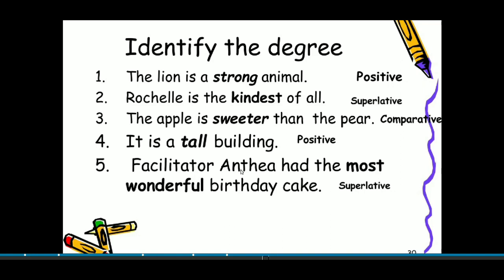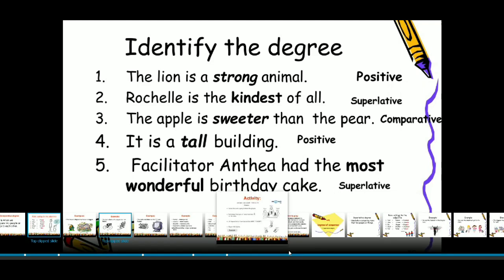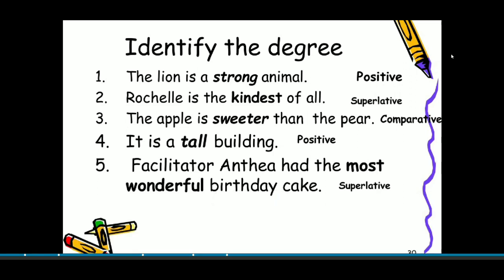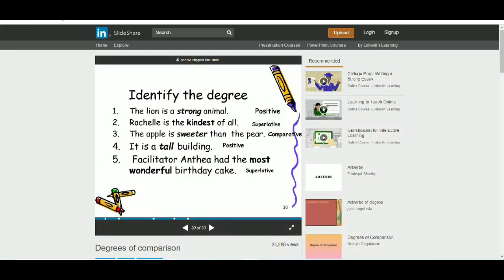The facilitator Antia had the most wonderful birthday cake. Okay, most wonderful, so say superlative. So this is about this class. So let us look into our text. So we are going to look into the text first so we can understand.